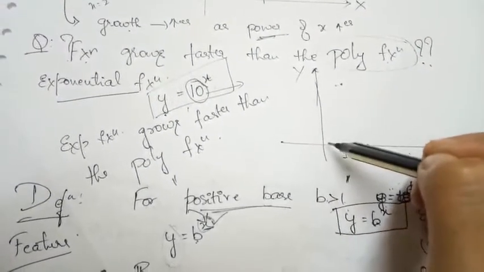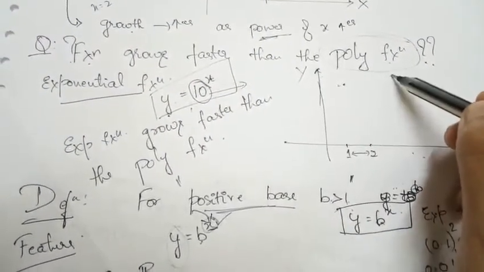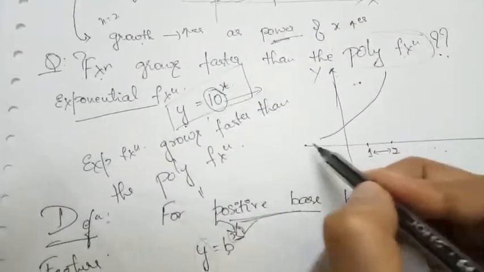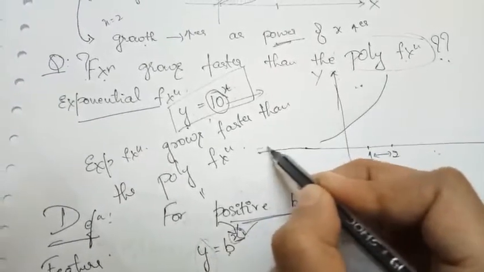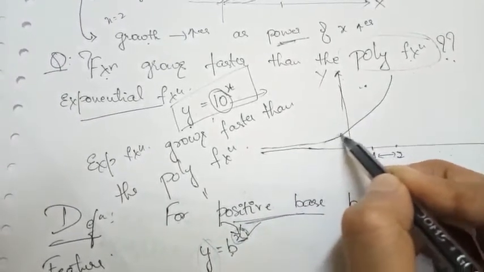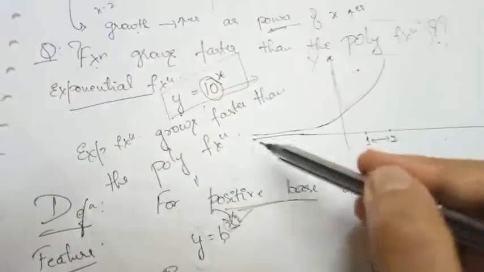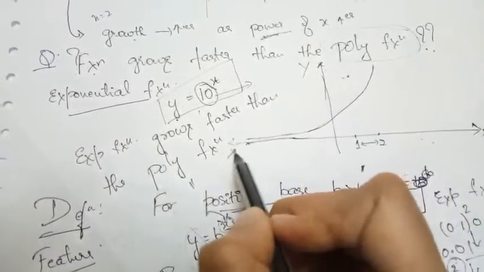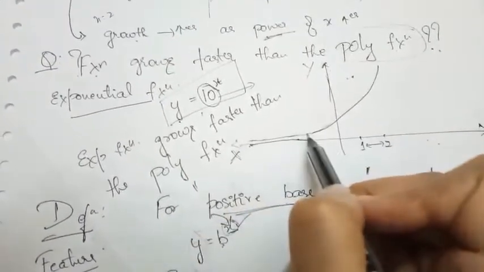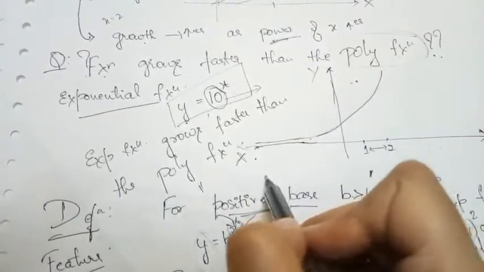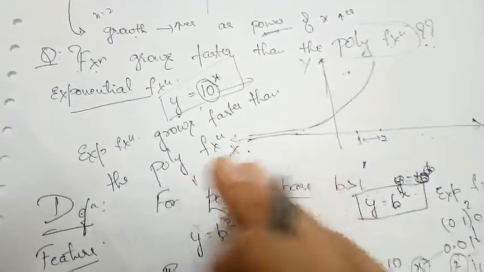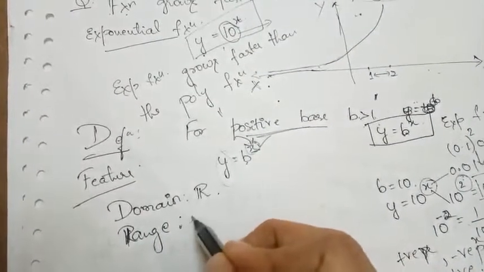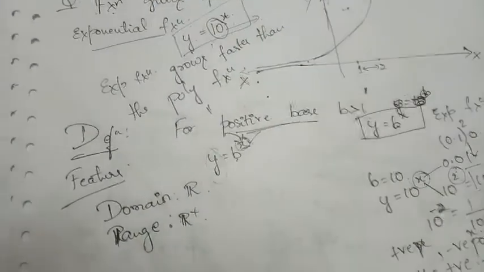So if I draw the graph, how will it move? It will be like this. If this one is the x-axis, it goes closer and closer to the x-axis, but never ever touches the x-axis. It never crosses the x-axis and comes to the third quadrant, because the y value cannot be a negative value. So the range of this function is the set of positive real numbers.